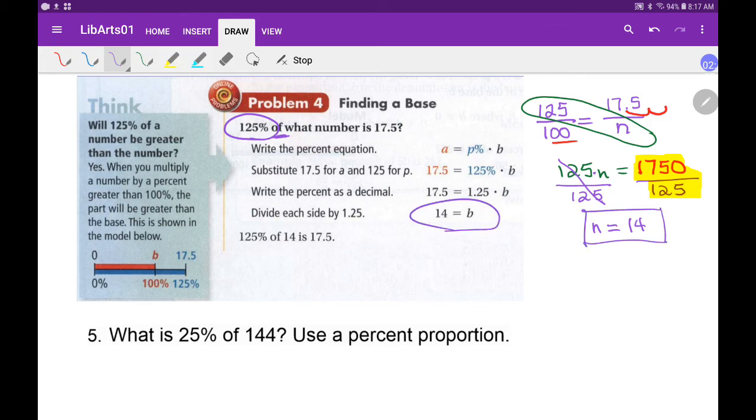In their way. Maybe you like their way better. But I really like proportions, and we're using proportions a lot anyway. I feel like that's a great thing. So there's your example.